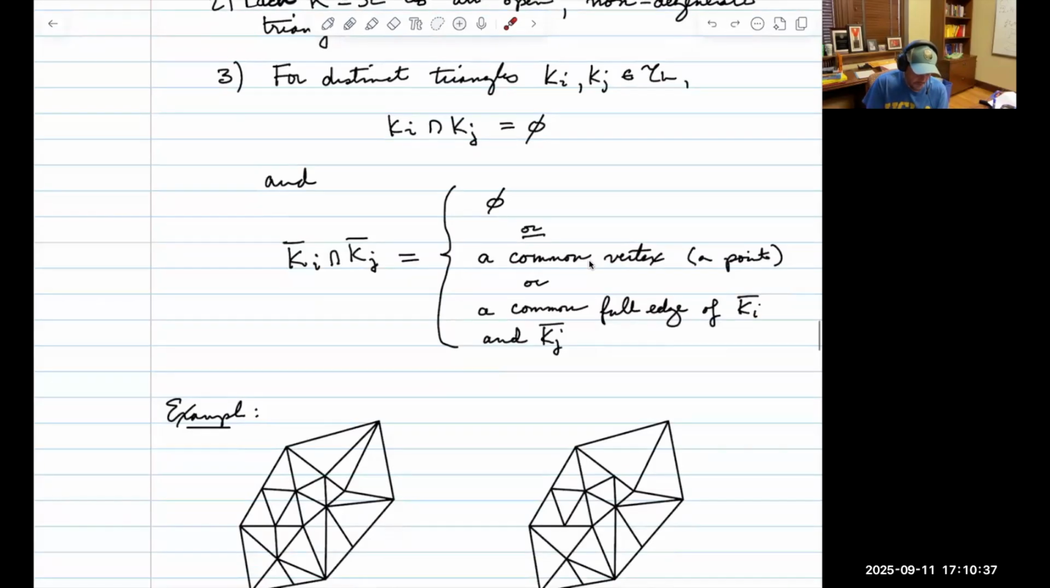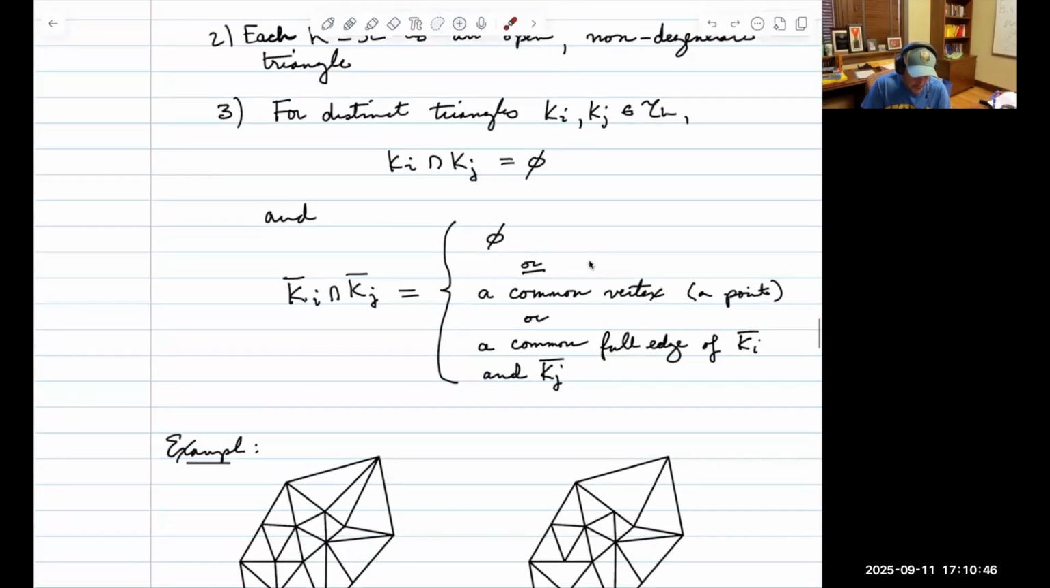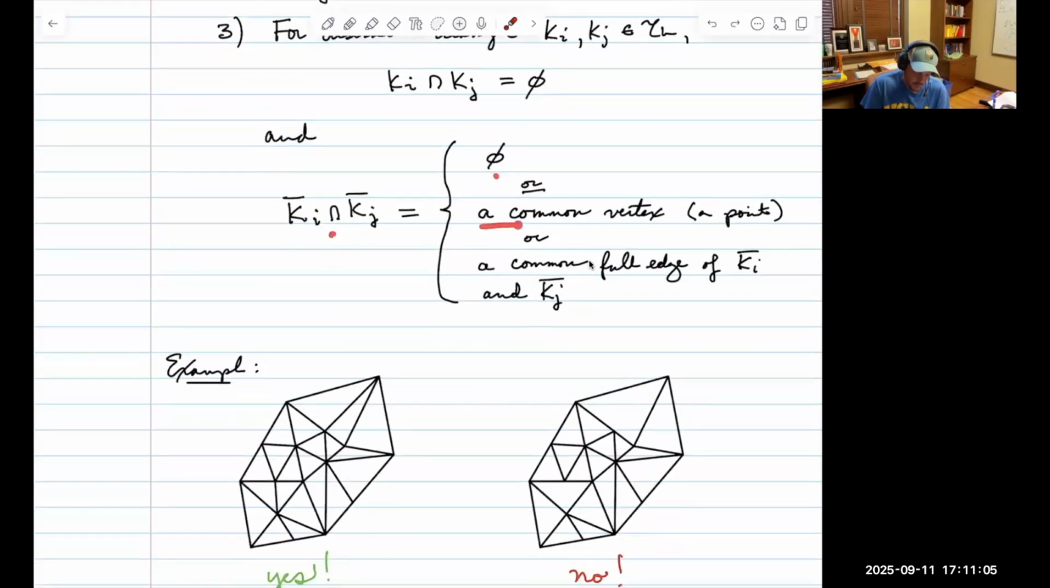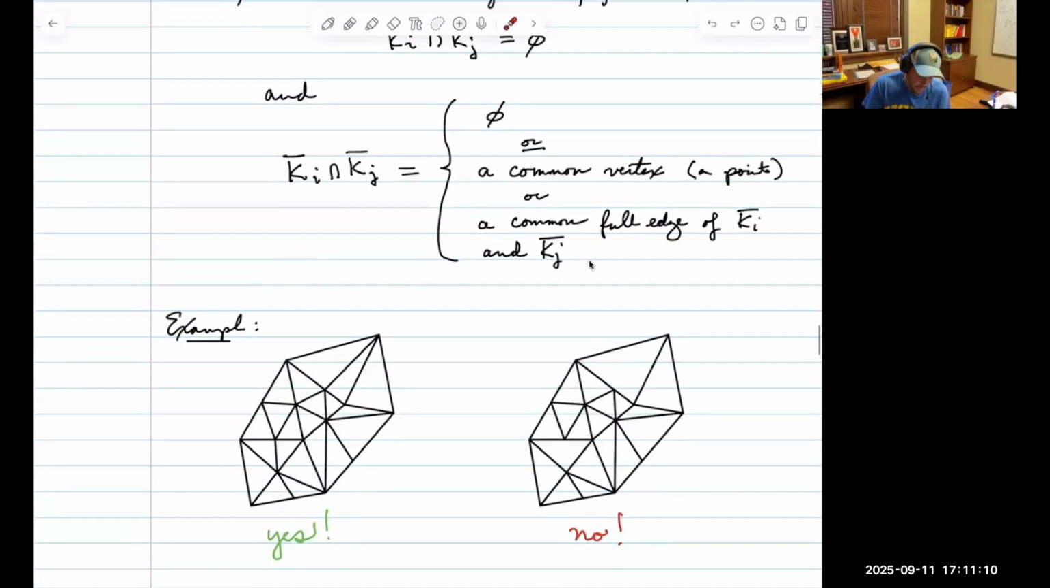But if I take their closure, if I look at the intersection of their closures, then there's three choices. Each triangle is an open set, so if I take the intersection of two, they have to be disjoint. But if I take the closure, then I'm going to have three possible choices. Either one, the intersection is empty, or two, the intersection is a common vertex, just one point, or three, the intersection is a common full edge of the triangles Ki and Kj.